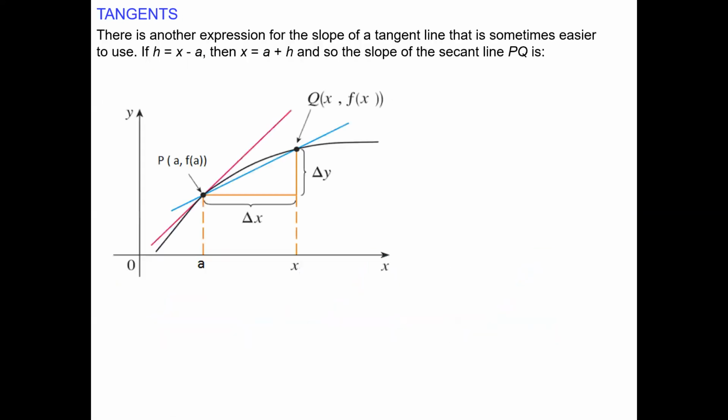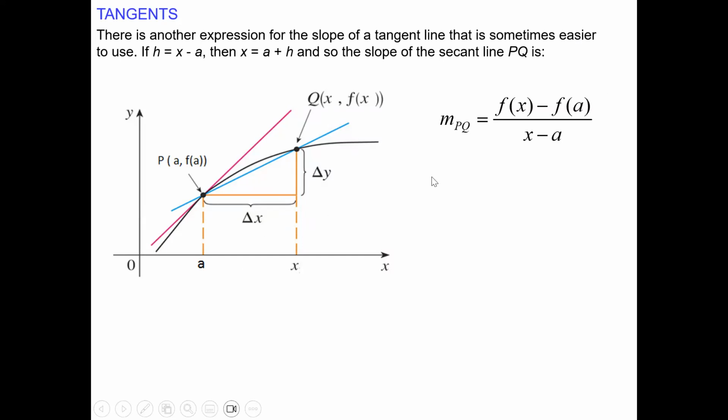Now, what we will do, we will look at this one more time, but we will get a different form of that limit, a different form of the slope of the tangent line. And it's a little bit easier to use later for some applications and for some other definitions.